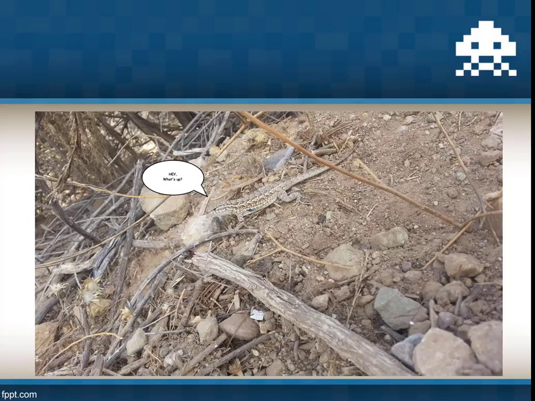But first, here's a picture of a lizard that sat next to me while I ate lunch and eyeballed me the entire time. But he was so cute that I didn't care.